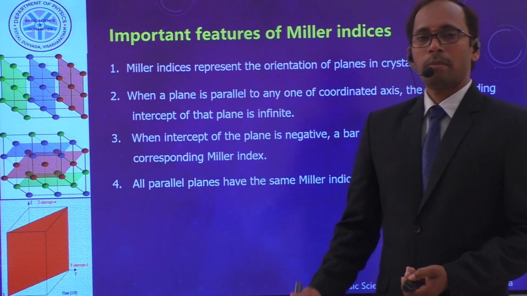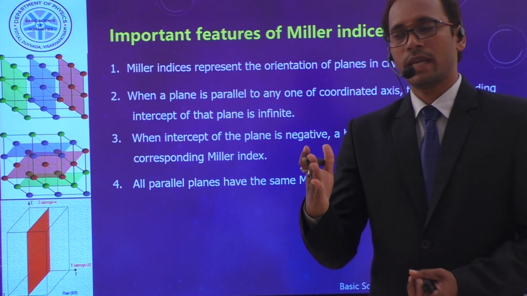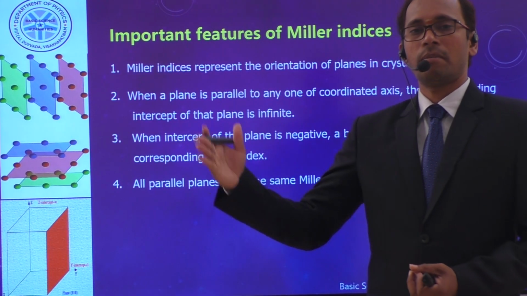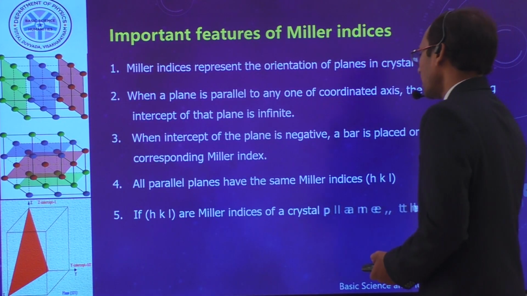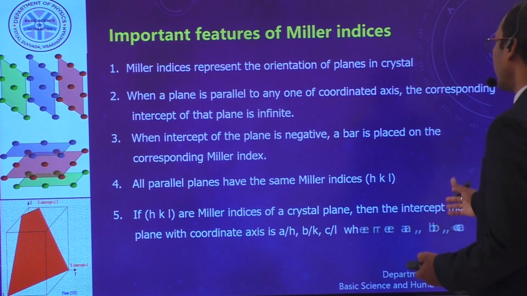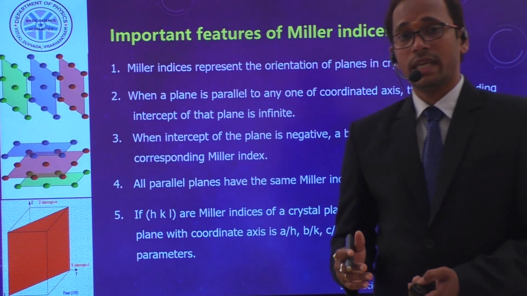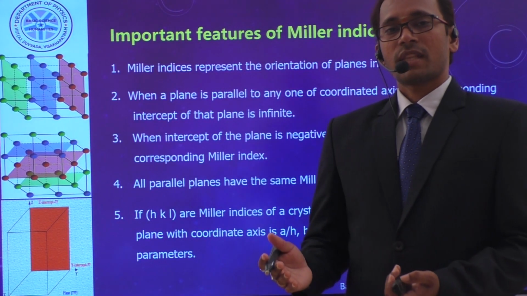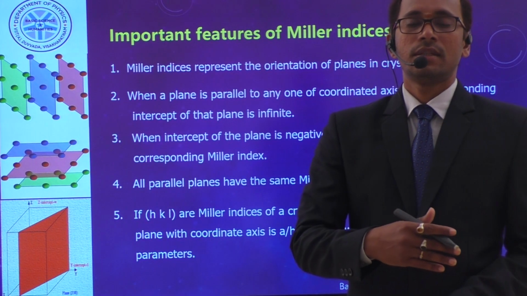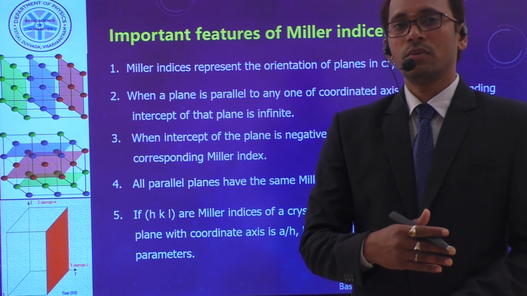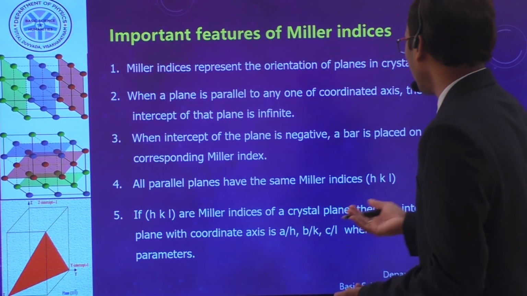And all parallel planes have the same Miller indices. That means if you take one orientation of the plane and the successive parallel planes, all of them have the same Miller indices. So that we represent as HKL. And the last one is, if you know the HKL values and want to find the intercept values, then the intercepts are A by H, B by K and C by L.